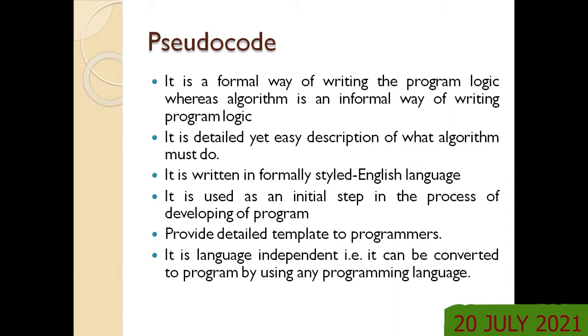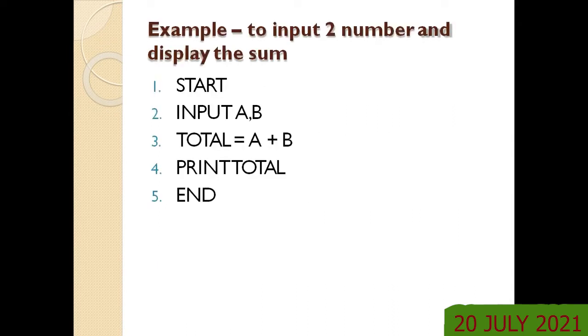Now let us see what kind of keywords are used while writing pseudocode. Accept, input, display or print, if, else for conditions, repeating for repetitions, start, end, go to: some of the keywords we are going to use in pseudocode. Now an example of pseudocode: to input two numbers and display the sum. Start, input a and b, total equals a plus b, print the total. That's what we call pseudocode. Sometimes you can call it an algorithm also.